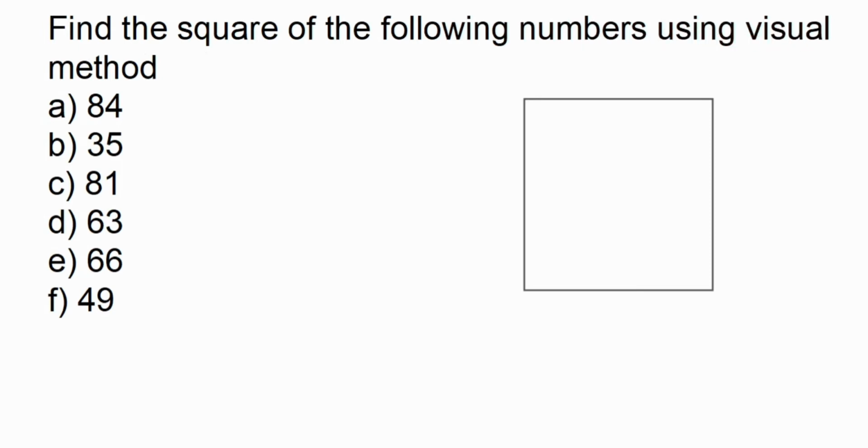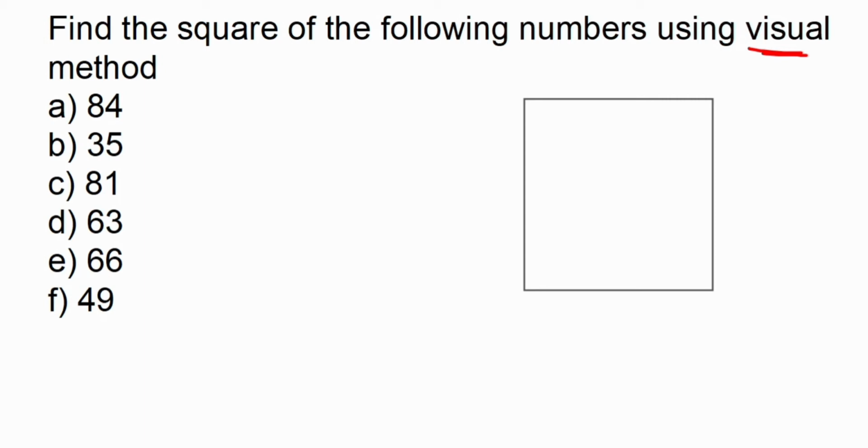Now this is a different method. They're not asking you to find a square by general multiplication. Normally square means when you multiply a given number twice, that's going to give you the answer. But here they're asking us to use a visual method and then find it out. So what is this visual method? This is not a normal method, so let's see how we have to do it.